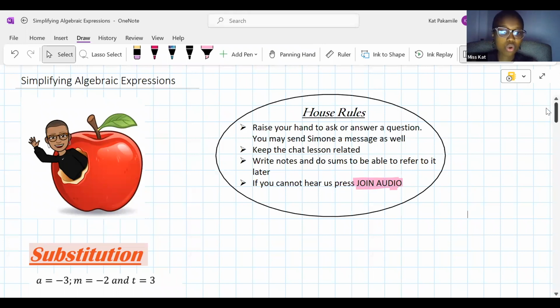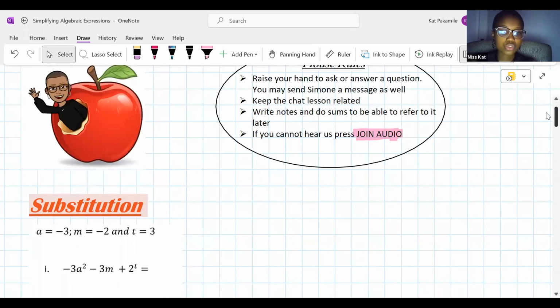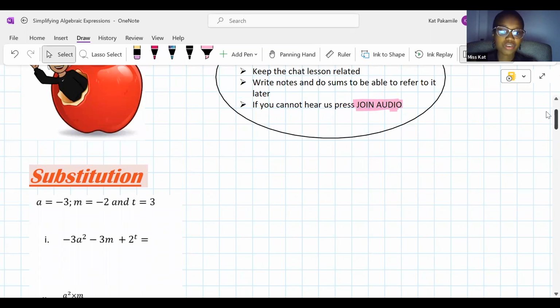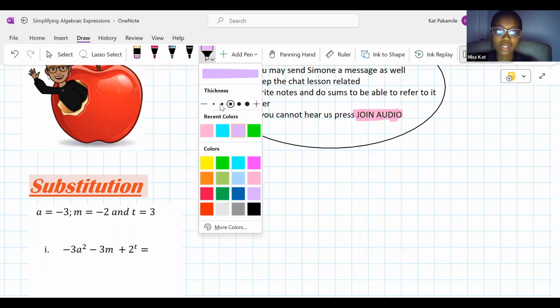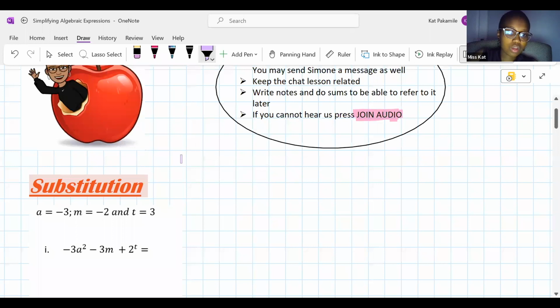Okay, let's talk about substitution. We spoke about variables in the previous lesson, and we said the variables are the letters which represent numbers. But in this lesson, I'm going to tell you what those variables are. A is -3, M is equal to -2, and T is equal to 3.